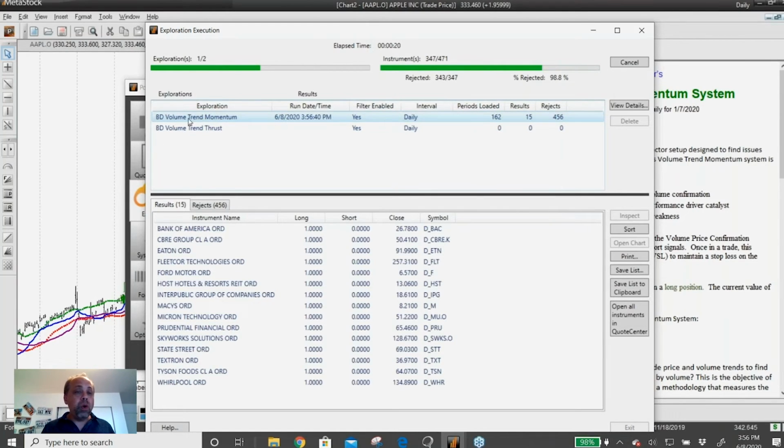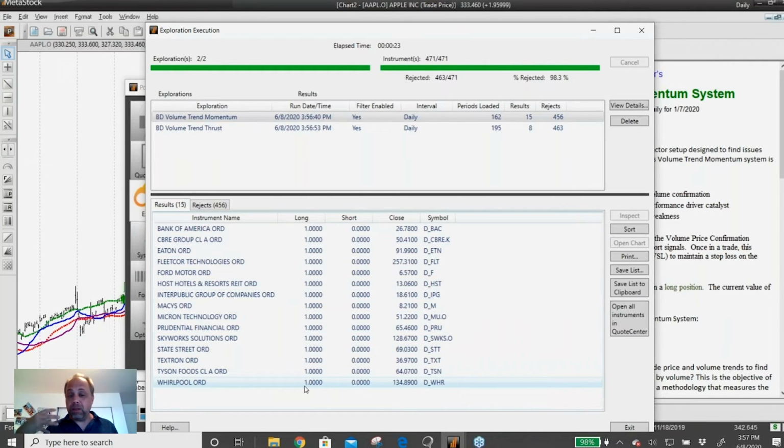Okay, so if we're looking for volume trend momentum opportunities tomorrow in the market, we could look at Bank of America, we could look at CBRE, we could look at Eaton Ordinary, we could look at Wheaton, we could look at Ford. The important thing here is there's only long opportunities. We had a very, very big bullish day today. If there were short opportunities, I'd have a 1 in this column. These are just longs today.